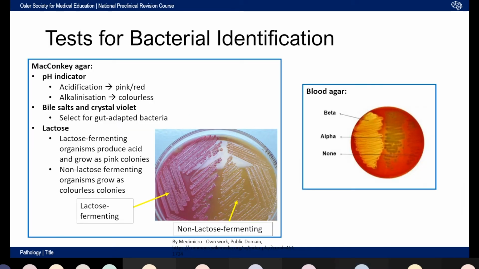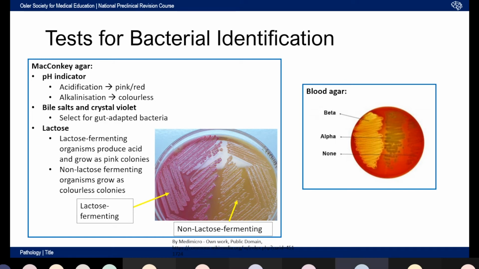So some other tests, so MacConkey agar. This has a pH indicator, neutral red, which, when there's acidification, colonies will be pink or red, whereas when there's alkalinization, this will produce colourless colonies, so still the red-brown, dark red colour that the agar normally is.